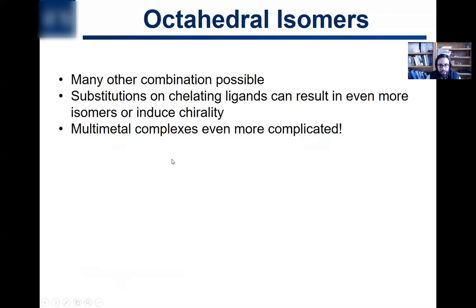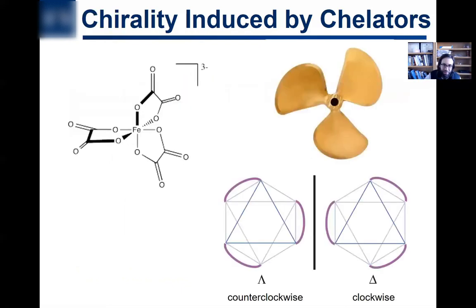So that's pretty cool. It gives you an idea of the structural diversity that can exist with octahedral isomers. Many other combinations are possible that we didn't talk about. If you have substitutions on chelating ligands, that can give you even more isomers or induce chirality if they're binding in a certain way. And you can imagine, what if you have multi-metal complexes? You have two metals now. There's lots of different isomers that can form.